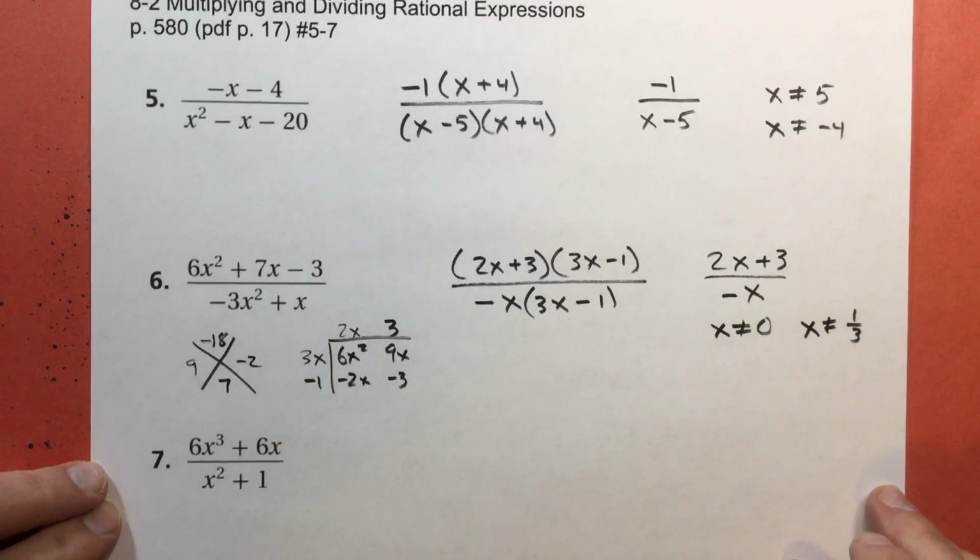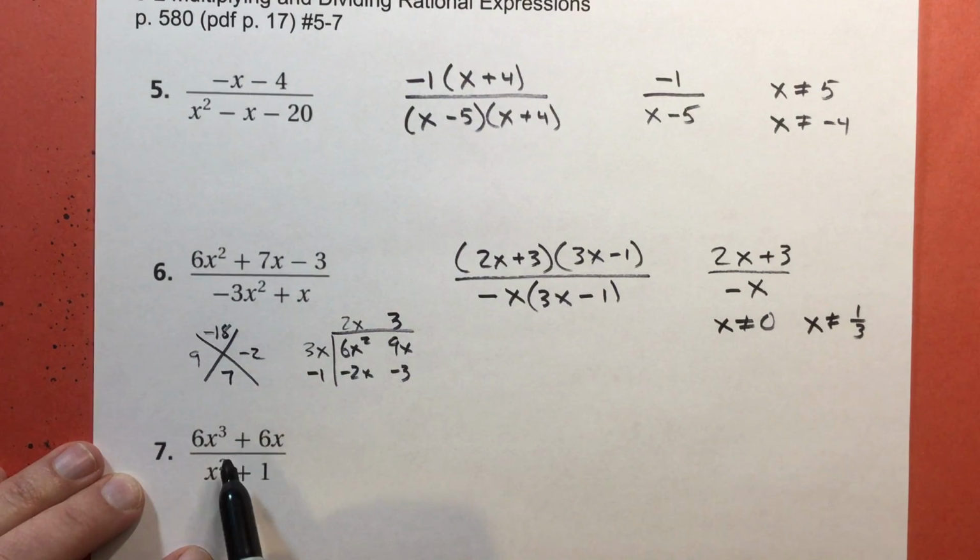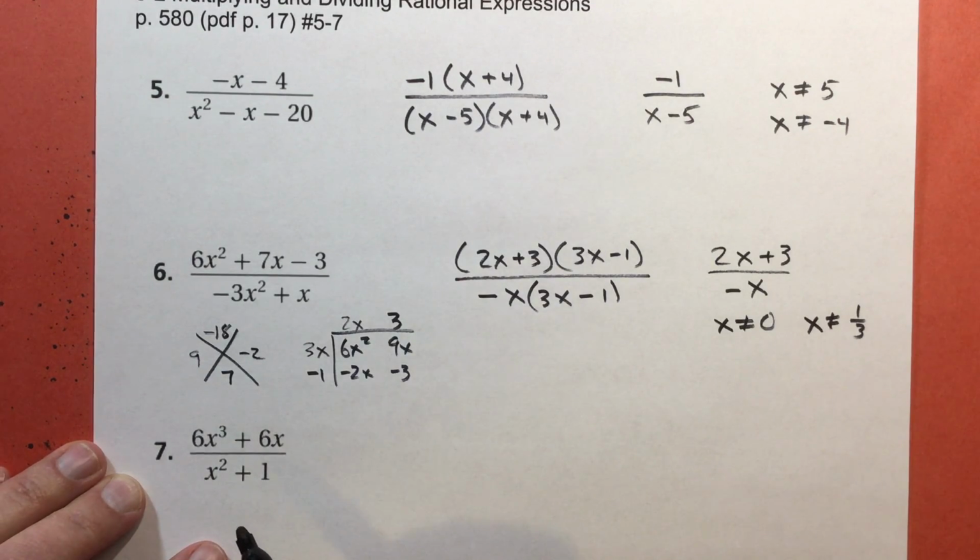Finally, for problem number 7, I'll move it up so you can see it. I don't have any negatives here. I guess I could factor out a negative from the top and the bottom, but why would I do that? That doesn't make sense. So this doesn't match up with the other two. I don't know why they put it in there.